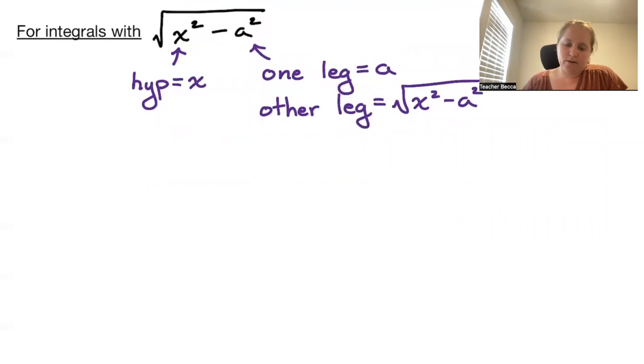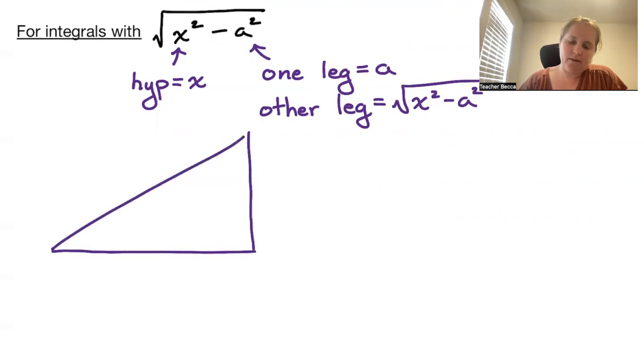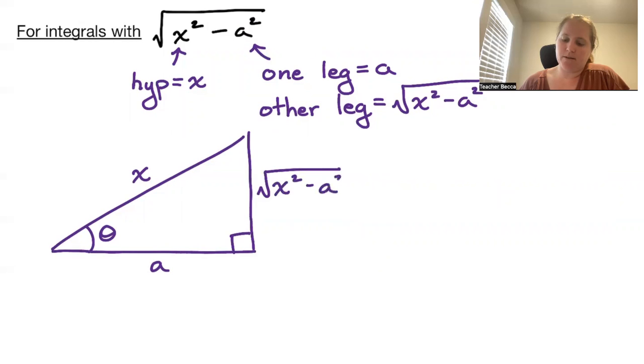So for this triangle, this time around, x goes as our hypotenuse. Again, we get to pick between our two legs. Once again, so we can work with tangent and secant instead of cotangent and cosecant, I'm going to put the a as my adjacent, and the square root x squared minus a squared will be my opposite.